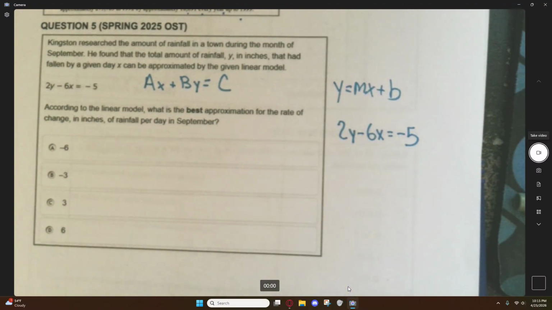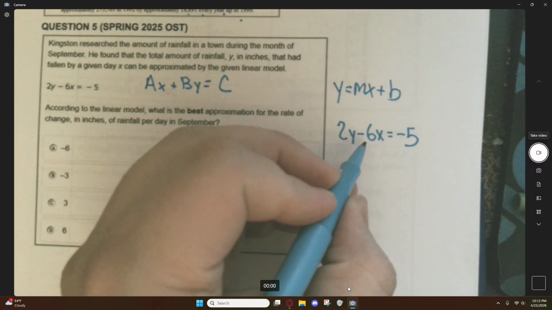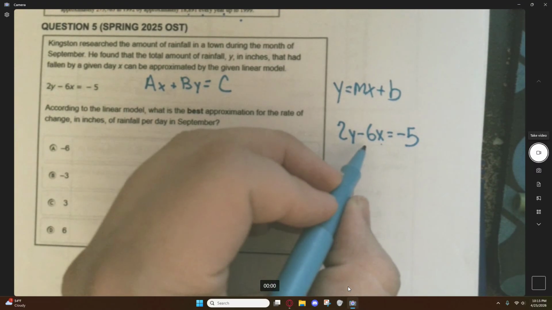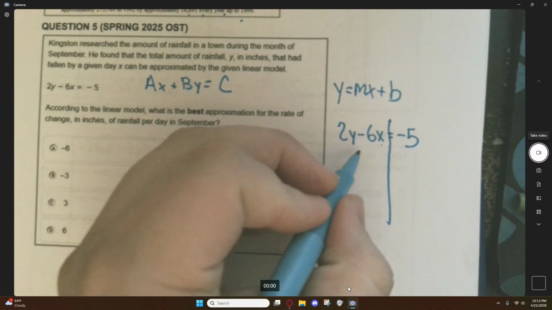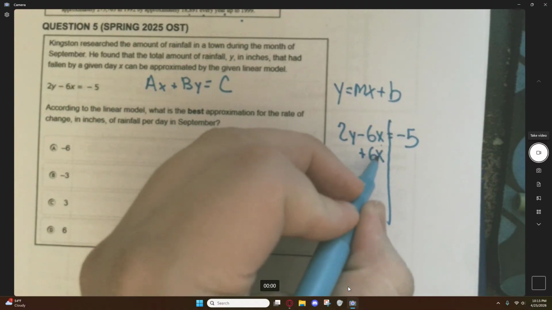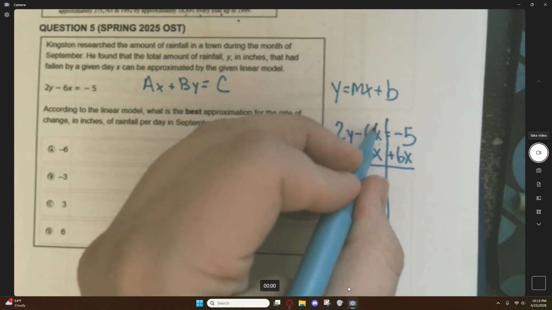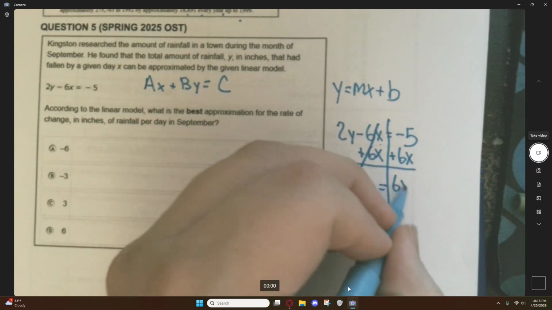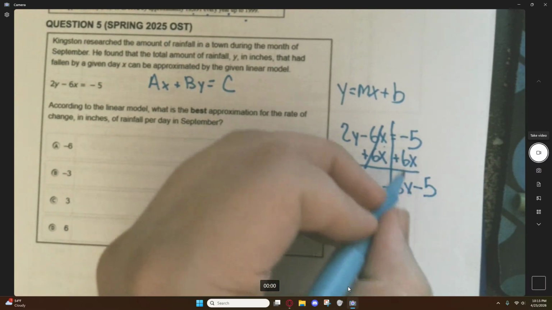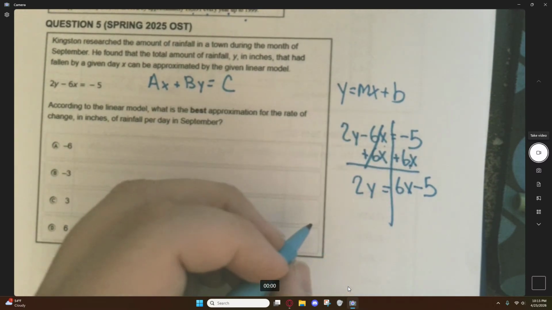Well, if I need to get y by itself, the first thing I need to do is get rid of the addition and subtraction next to y, which is this negative 6x here. How do I do that? I move it to the other side of our fence by adding 6x to both sides. Negative 6x plus 6x makes 0. That leaves us with 2y equals 6x minus 5. These two cannot combine because they are not like terms. This has an x, this does not.